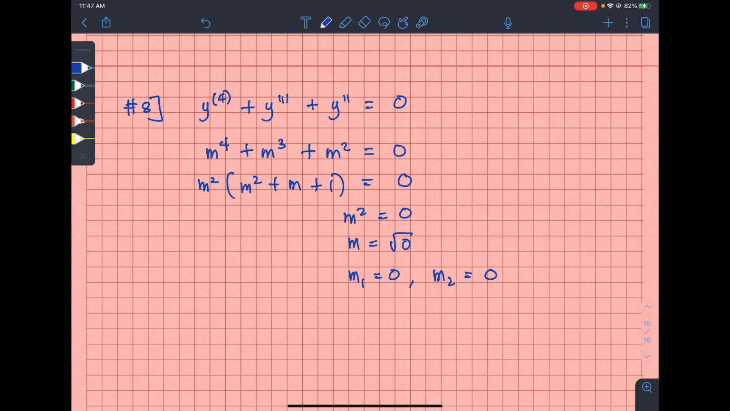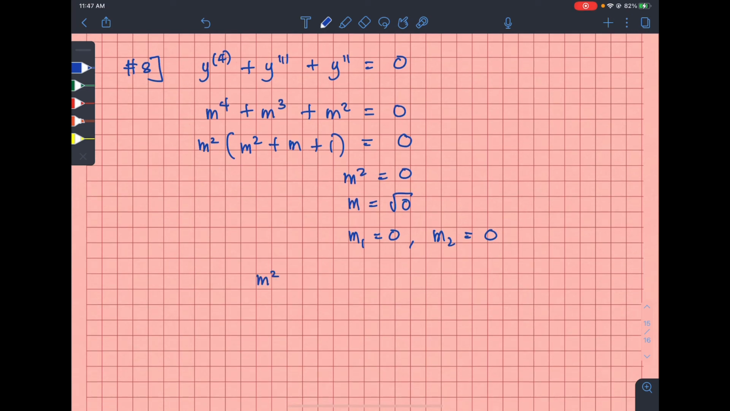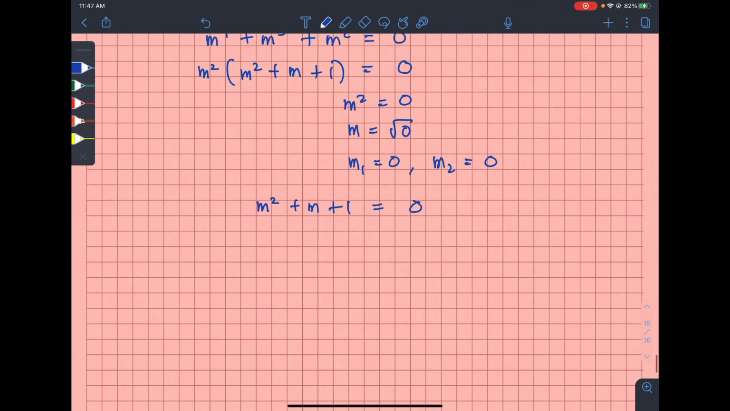And then for the other one, m squared plus m plus 1 is equals to 0. I think this is not factorable. If we're going to use our calculator, that is 1, 1, and 1. So by calculator na lang to, no?